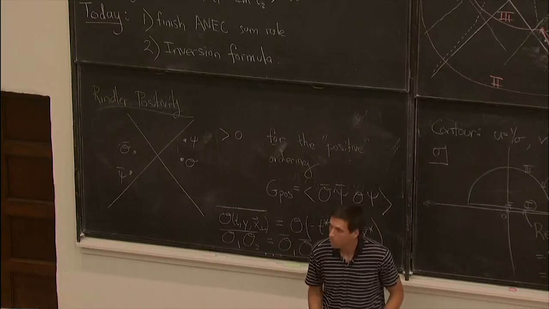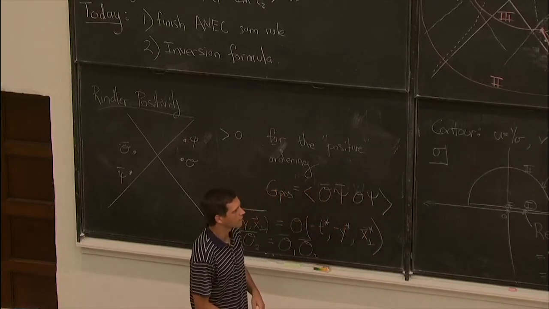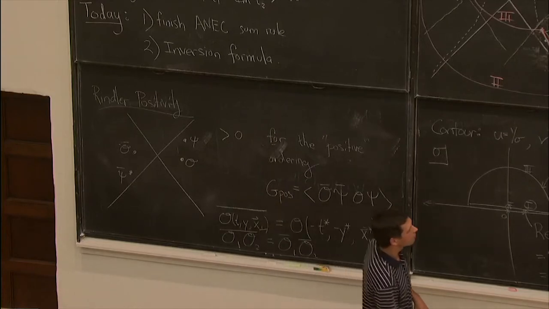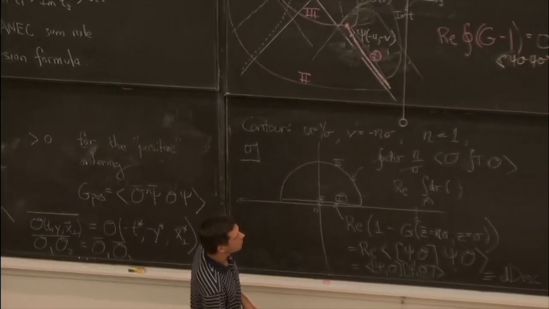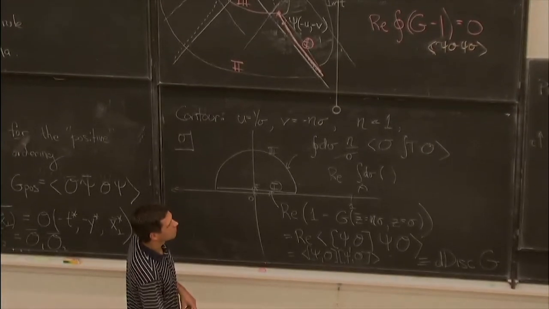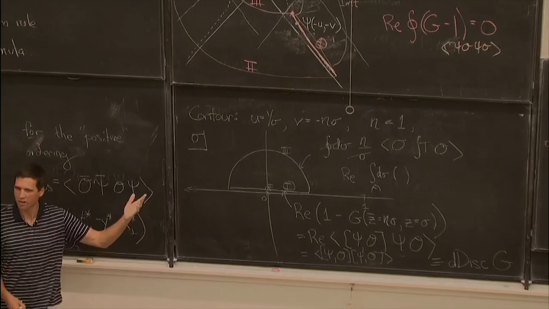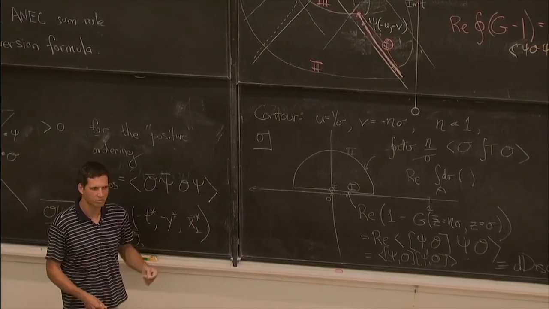Is that the Rindler Hamiltonian or is that the ordinary? That's the ordinary. Wait, no. Let's see. It doesn't matter. This is the ordinary Hamiltonian because I put a T in there. But you can do it either way.